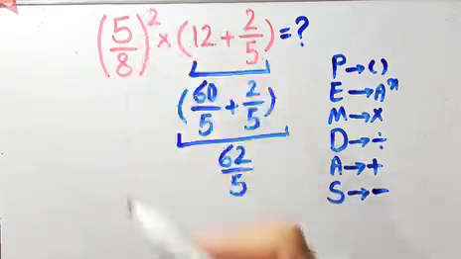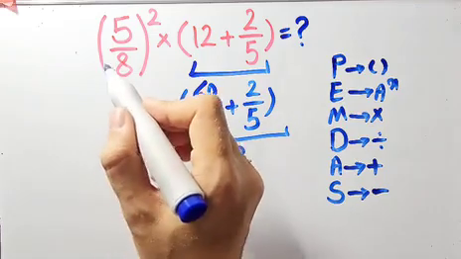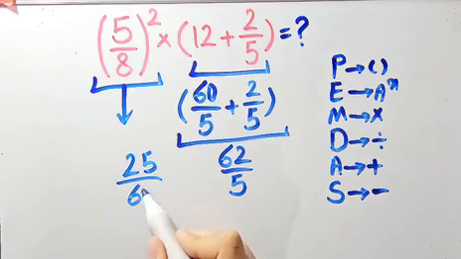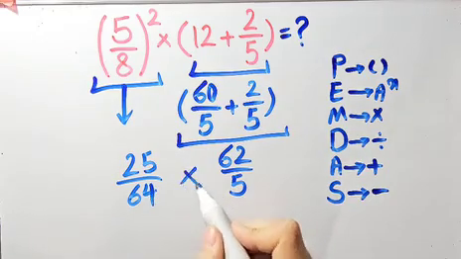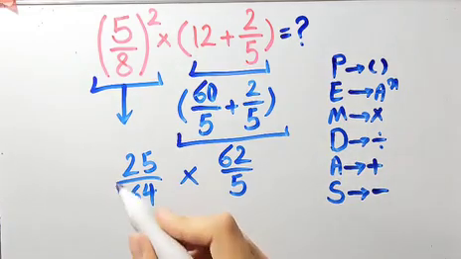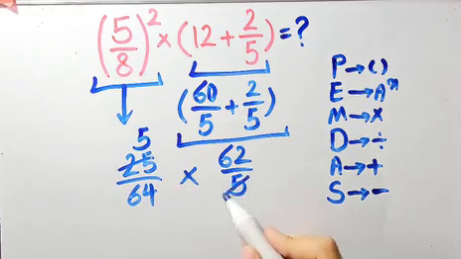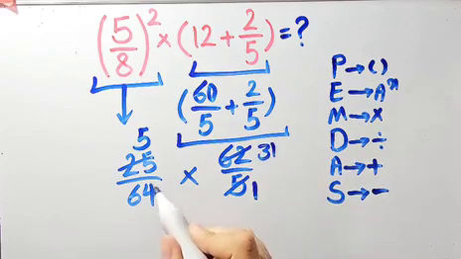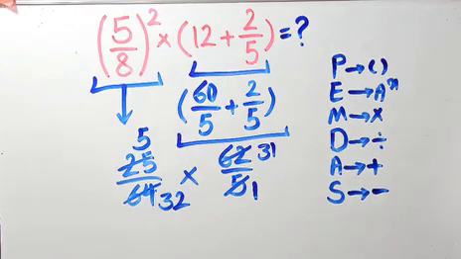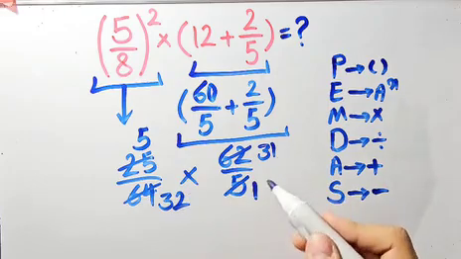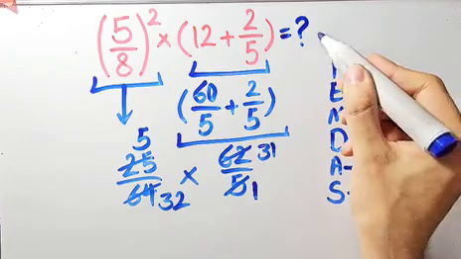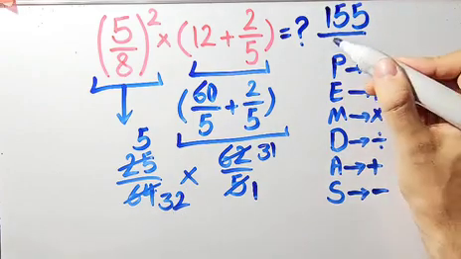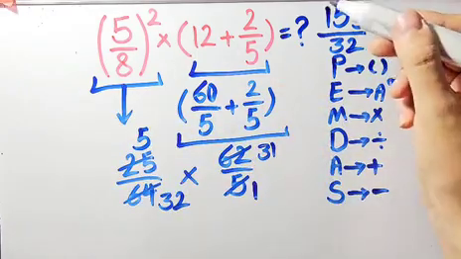Now we have 5 over 8 to the power of 2 times 62 over 5. In this step, we simplify this exponent. 5 over 8 to the power of 2 equals 25 over 64. Now we have 25 over 64 times 62 over 5. Okay guys, 25 divided by 5 equals 5. And 5 divided by 5 equals 1. 62 divided by 2 equals 31. And 64 divided by 2 equals 32. Now we have 5 over 32 times 31 over 1. Okay guys, 5 times 31 equals 155. And 32 times 1 equals 32. The final answer of this question equals 155 over 32.